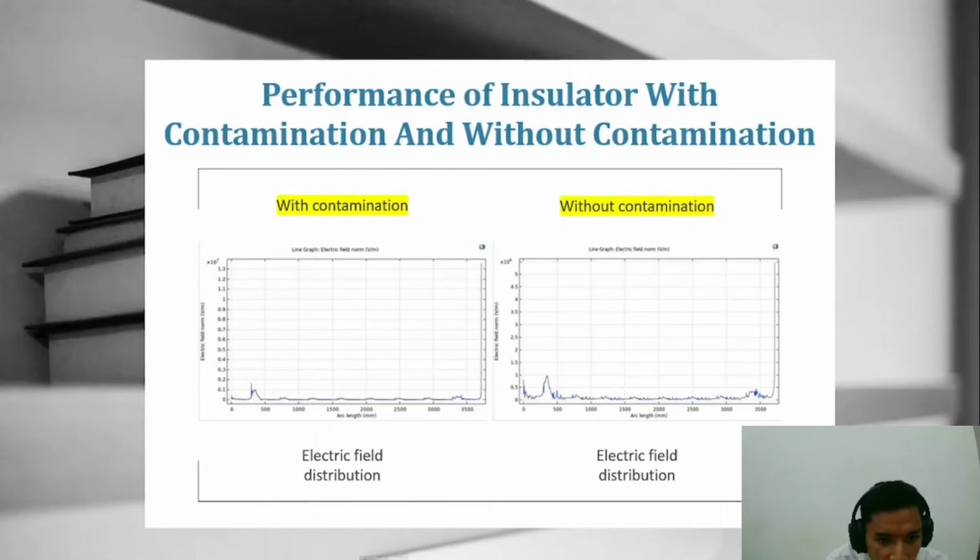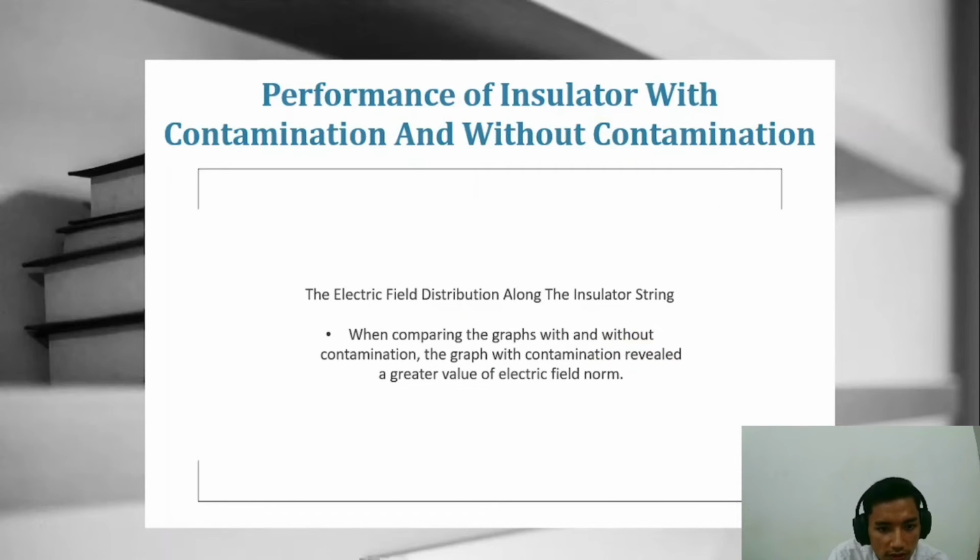So this is a line graph for electric field with contamination and without contamination. As we can see here, without contamination has the highest electric field distribution here. So this is the electric field distribution along the insulator string. We can conclude that when comparing the graph with and without contamination, the graph with contamination reveals a greater value of electric field norm.